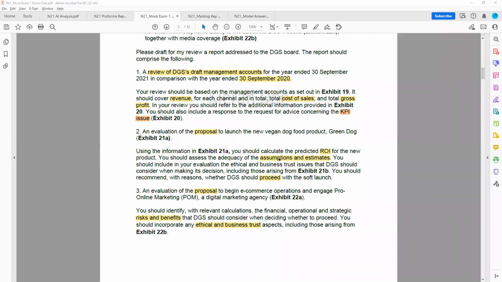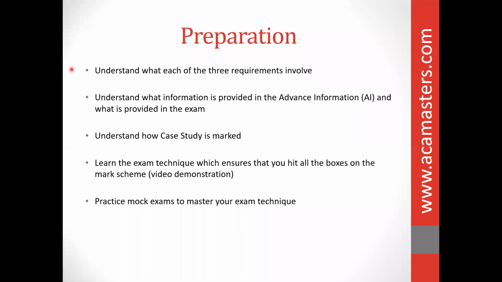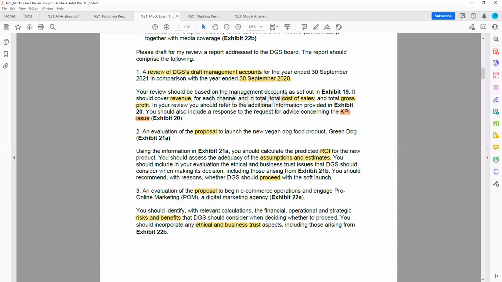So that's a high level overview of the 3 requirements. I'm sure you're quite comfortable already with what they involve, but it's really important to appreciate at a high level what each requirement involves. So then you should understand what information is provided in the AI and what information is provided in the exam.